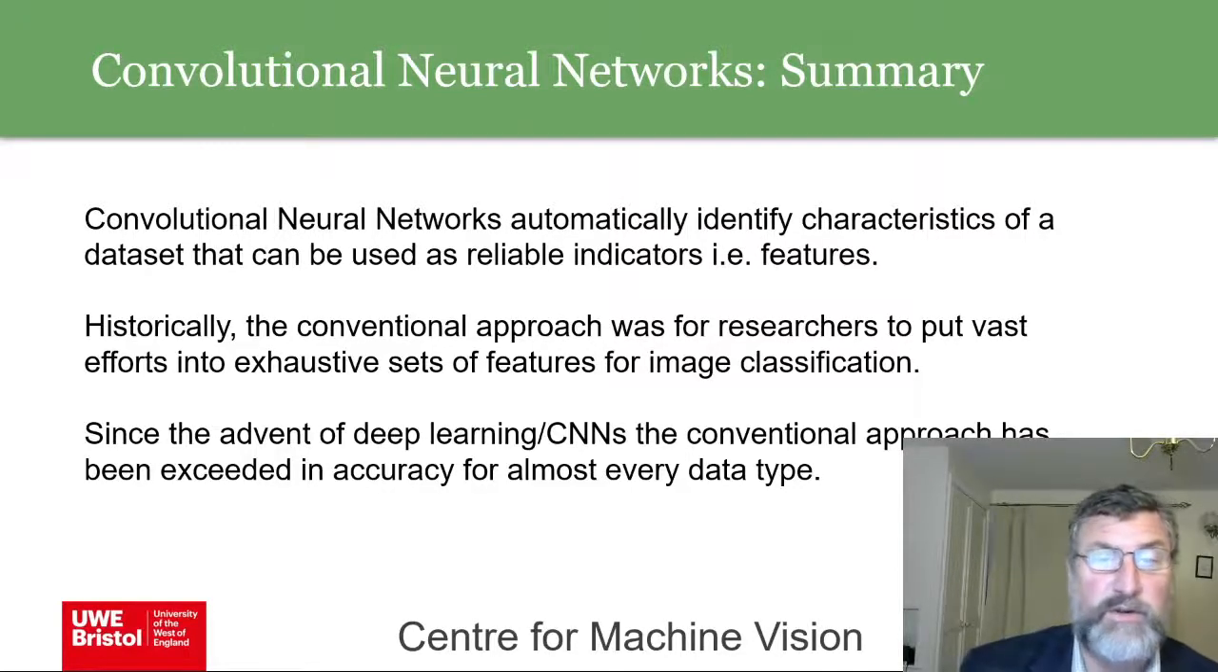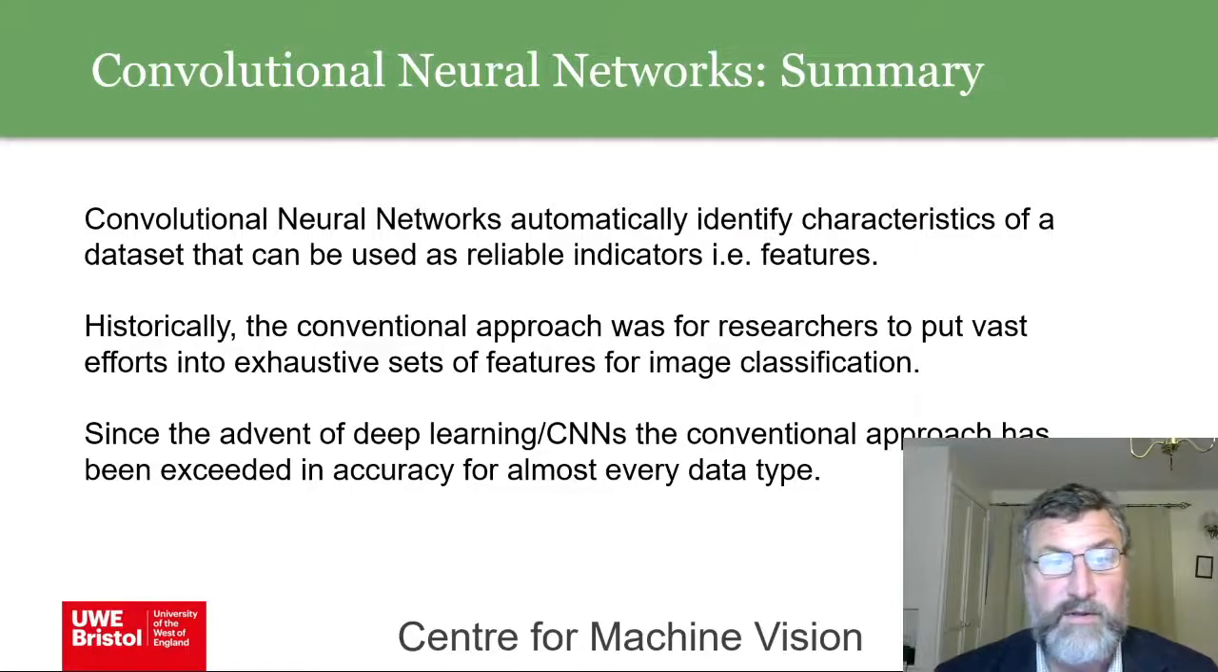As it says here, historically the conventional approach was for researchers to put vast efforts into exhaustive sets of features for image classification. Since the advent of deep learning, CNNs, the conventional approach has been exceeded in accuracy for almost every data type. So that's another big advantage of CNNs. The accuracy with which they work in terms of pattern recognition is far better than any other approach, really. Deep learning is better than other approaches.